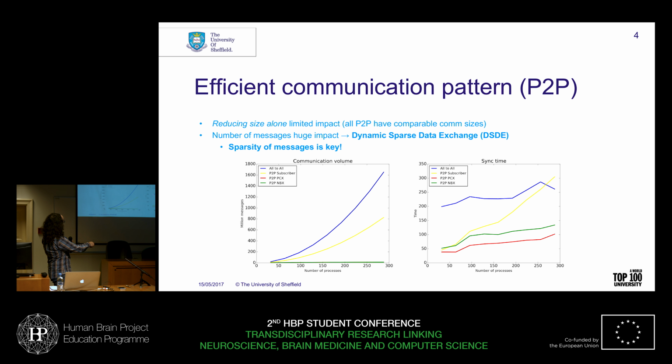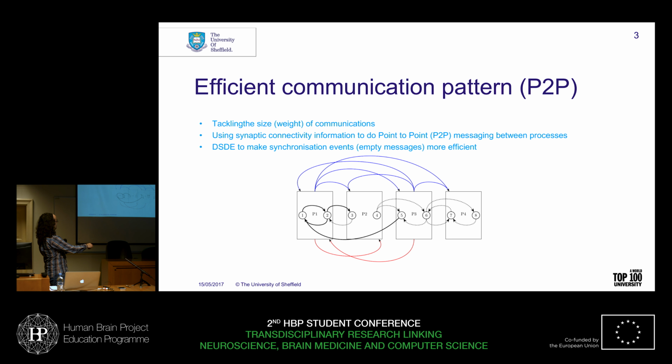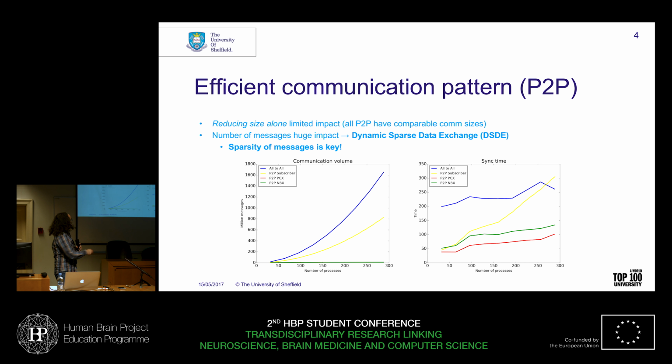Here is the all-to-all synchronization time, and those three lines show a significant, drastic decrease of communication time and also of communication volume. And these two here, the red and the green, show a dynamic sparse data exchange communication method, which is supposed to target all those blank messages. They make them a little bit more efficient, and we can see how that really impacts simulation.